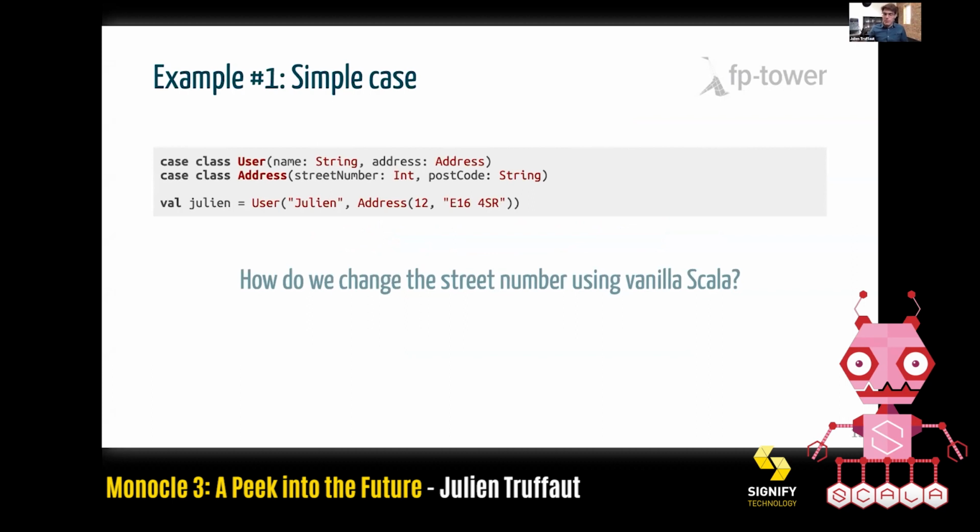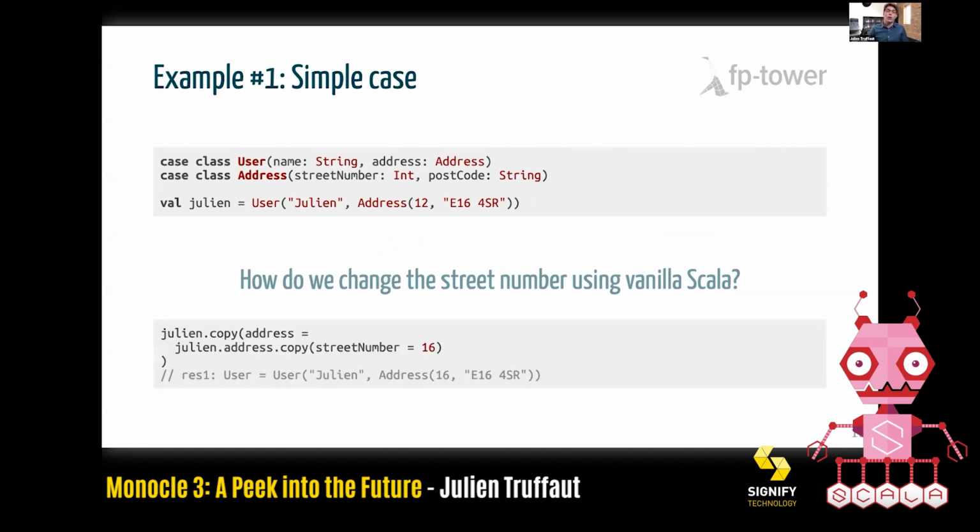Well, it turns out that Scala makes it easy for us. We can just use a copy method. So we can say julian.copy. This will create a new user, and I can just specify what are the fields that I want to change. So here I said I only want to change the address, but potentially I could change several things at the same time. And how do I want to change the address? Well, I want to take the current address and I want to copy it and change the street number.